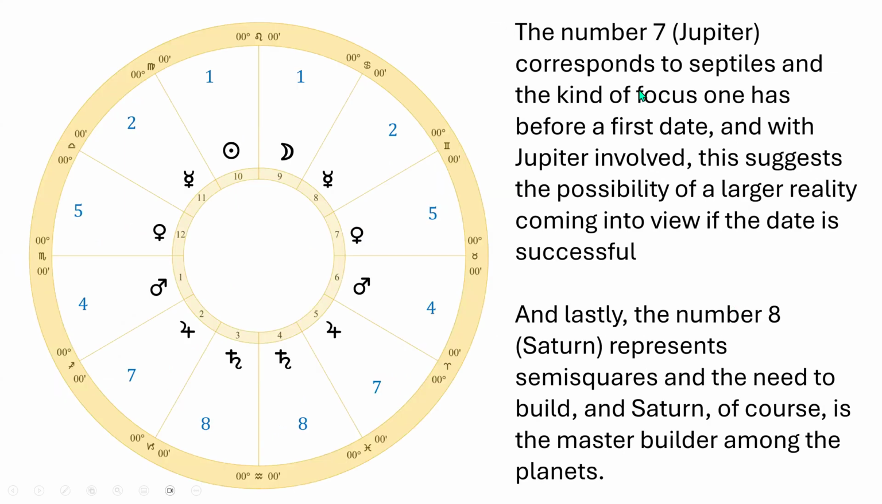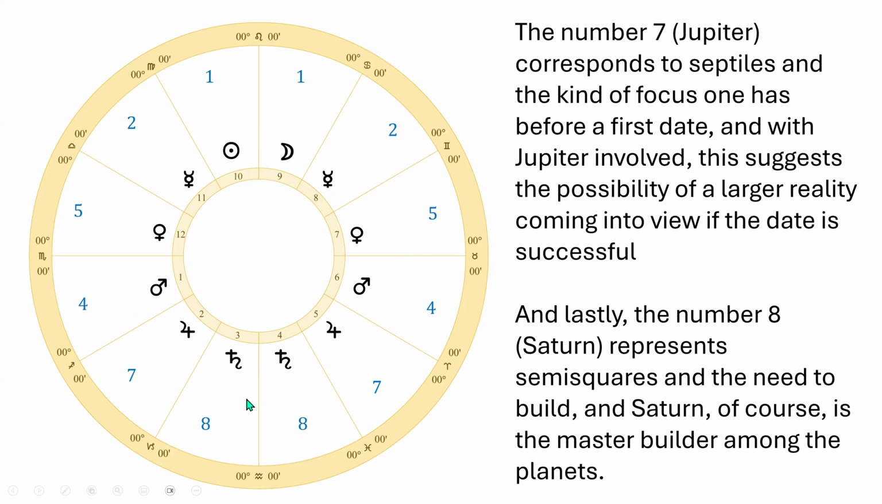Interesting. Now, the number 7 for Jupiter here corresponds to septiles and the kind of focus one has before a first date. And with Jupiter involved, this suggests the possibility of larger reality coming into view if that date is successful. Right. When we are about to go on that first date, well, this other person may be the one. And if they are the one, our world is going to expand dramatically. And that kind of expansion is what Jupiter is.